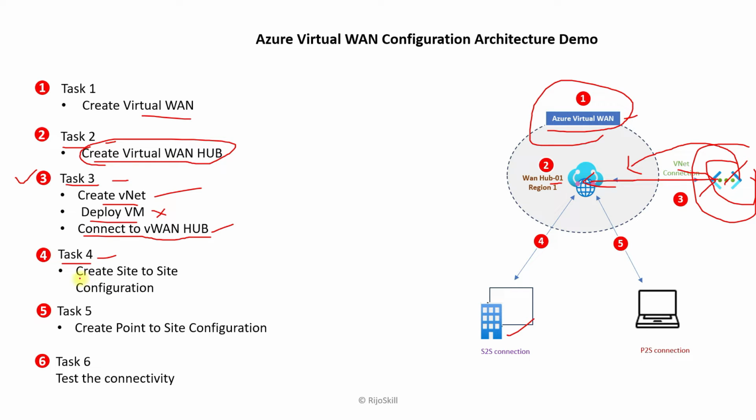What is task 4? We need to create the site to site configurations, and we need to connect our on premises network to our virtual WAN hub. So we now go to our portal, then we will deploy our site to site connection. How can we do this?